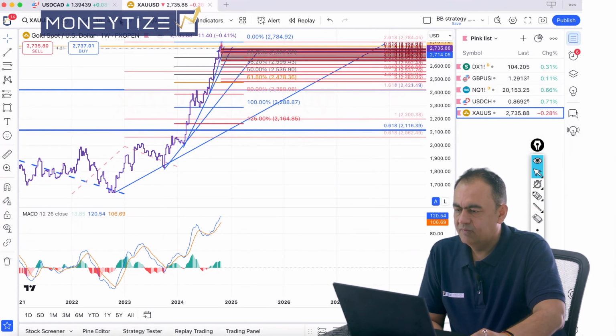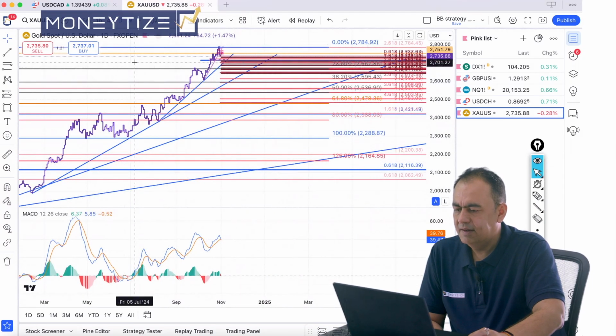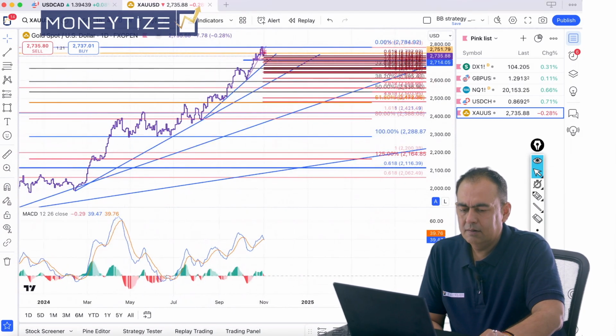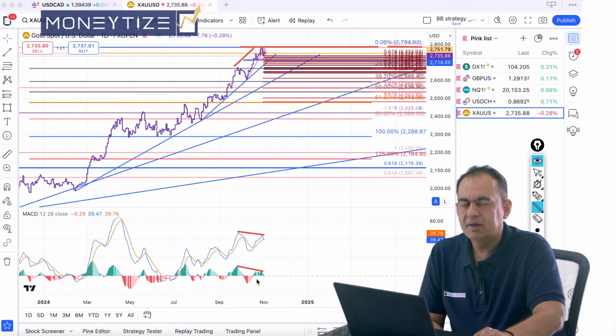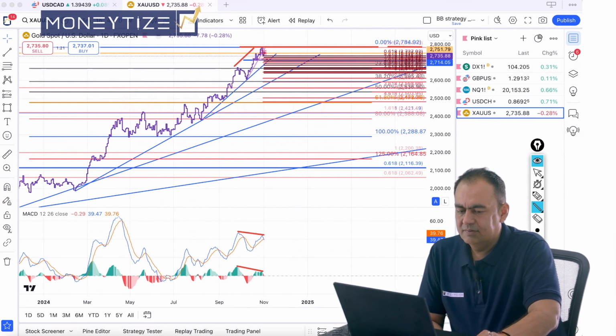Now moving to daily time frame. Now on daily time frame, I can see there are clear signs of bearish divergence. So here we got higher highs, fib extension major level completed, 2784 or 2785. Histogram has given bearish divergence, at the same time MACD line. So double bearish divergence coming on daily time frame. So this is a sign of weakness in the gold's bullish rally.